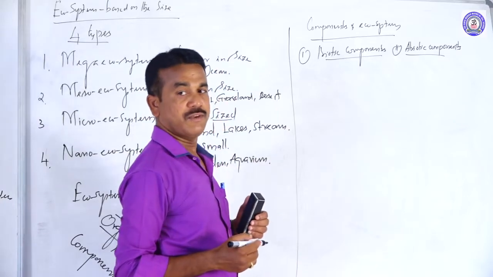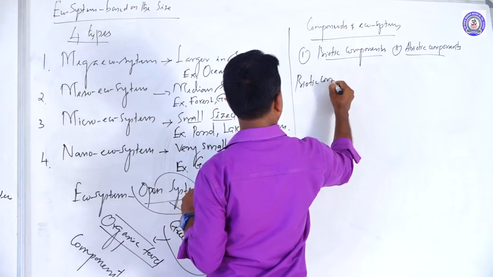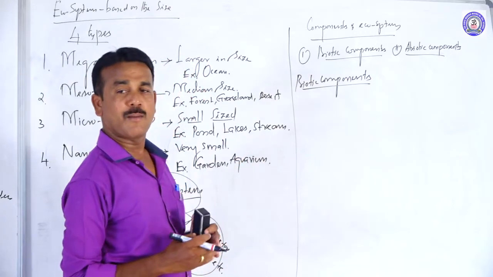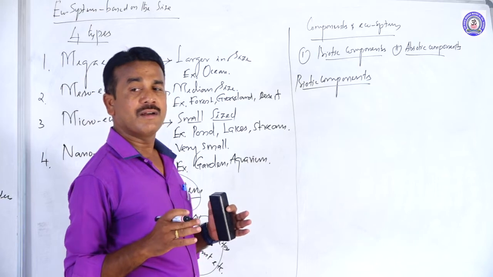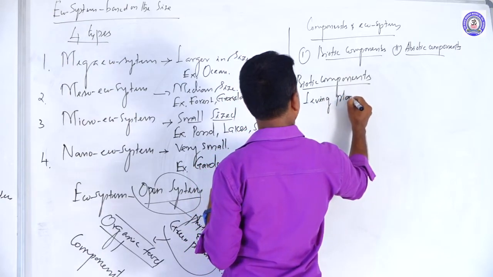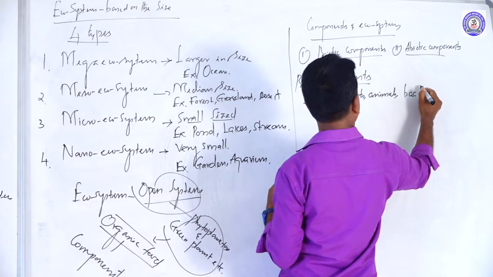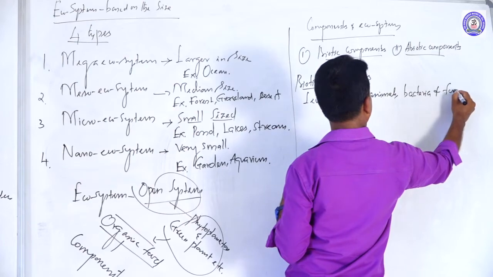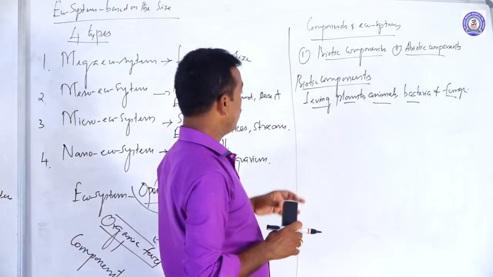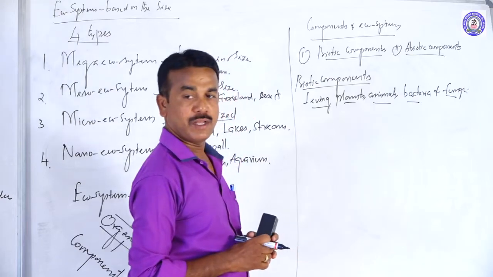These two are the components of the ecosystem. Among the two, the first one is called the biotic component. What is the meaning of biotic component? All living organisms on the earth, that is living plants, animals, bacteria and fungi, are biotic components. So living plants, animals and bacteria which are found on the earth are commonly called biotic components.